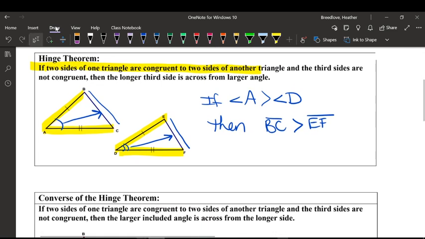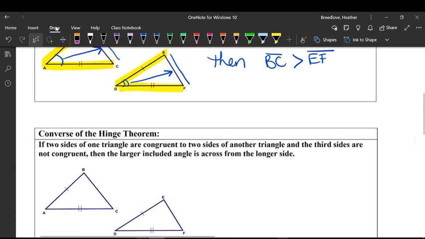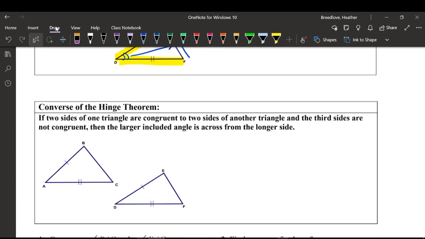And then, of course, every time we have a theorem, we do it in the converse also, which is backwards. And now we're going to talk about the angles. So if two sides of one triangle are congruent to two sides of another, and the third sides are not congruent, the larger angle is across from the longer side. So we're just saying the same thing again.